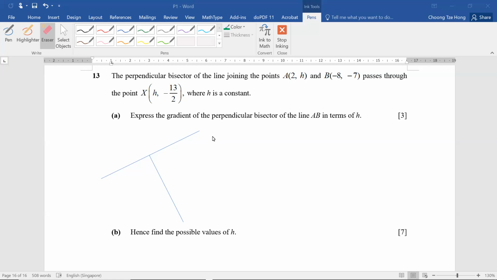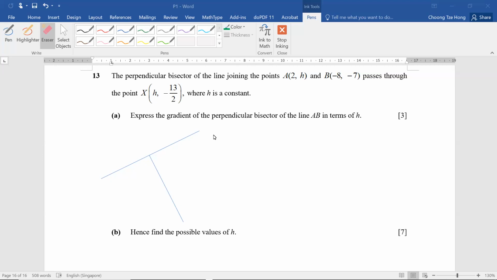So the perpendicular bisector of the line joining the points A, which has coordinates (2, h), and B with coordinates (-8, -7), passes through the point X, which is (h, -13/2), where h is a constant. So express the gradient of the perpendicular bisector of the line AB in terms of h.